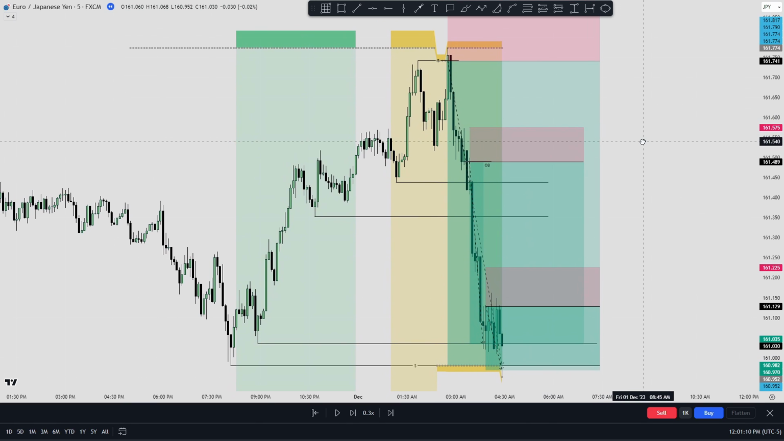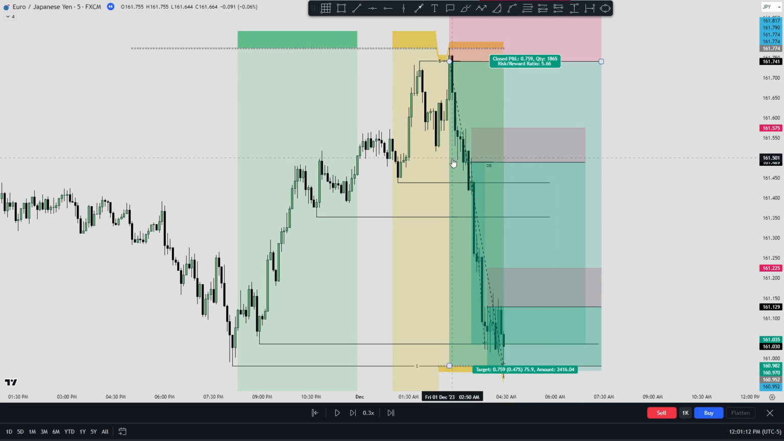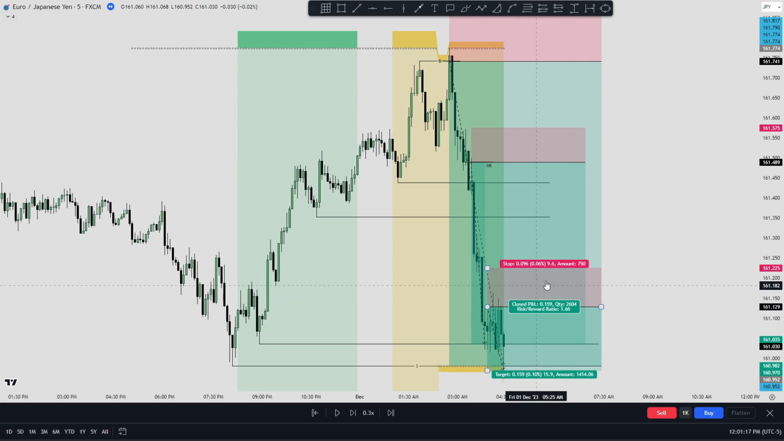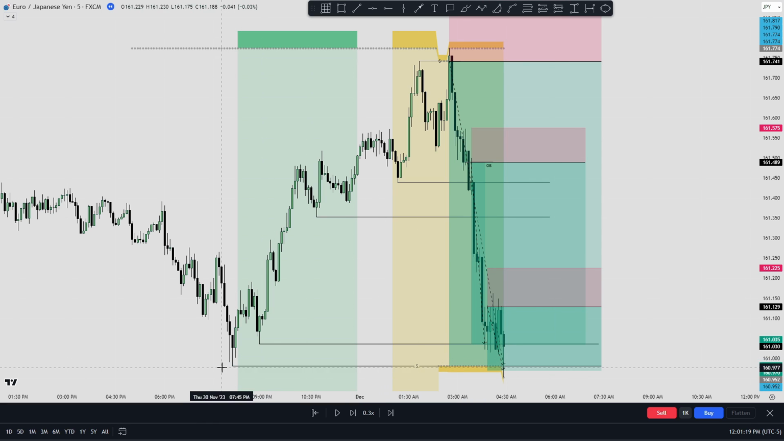And there you go. From the turtle soup to the first stage distribution to the second stage distribution, all the way down into our final target, which would be this prior day's low, Asia session low.